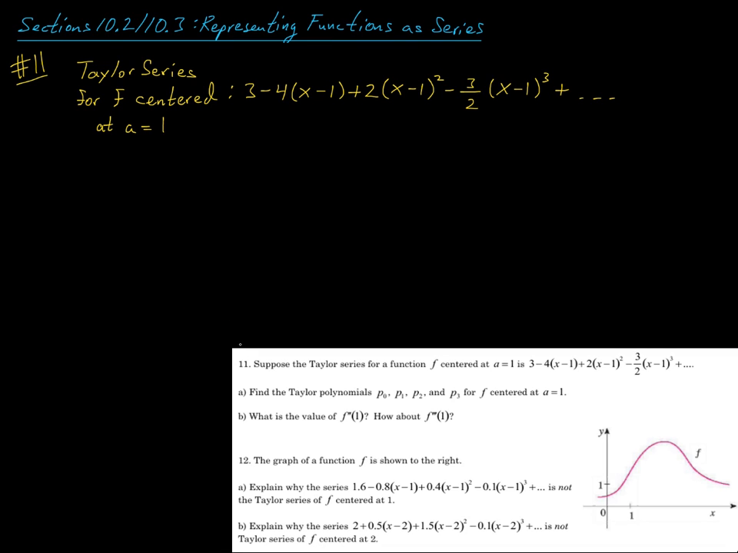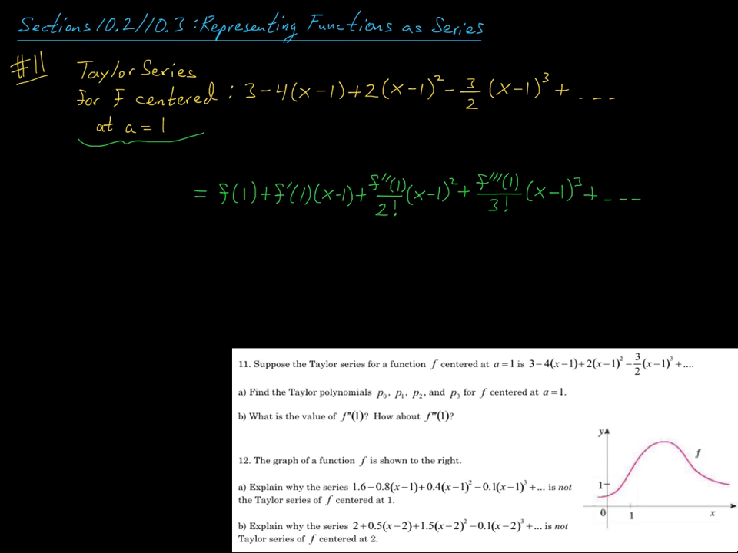Okay, in this video we're going to look at questions 11 and 12 on the worksheet. Question 11 says, suppose the Taylor series for a function f centered at a equals 1 is 3 minus 4 times x minus 1 plus 2 times x minus 1 squared minus 3 halves times x minus 1 cubed. Part A says, find the Taylor polynomials p0, p1, p2, and p3 for f centered at a equals 1.